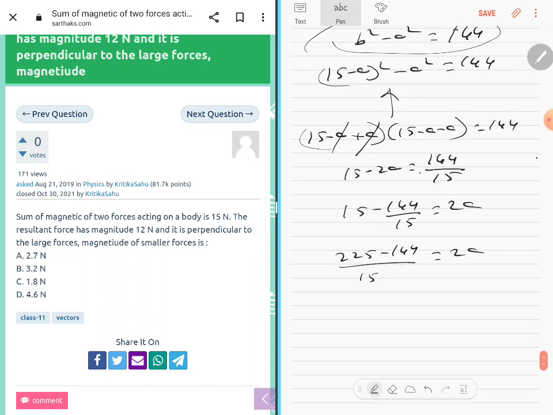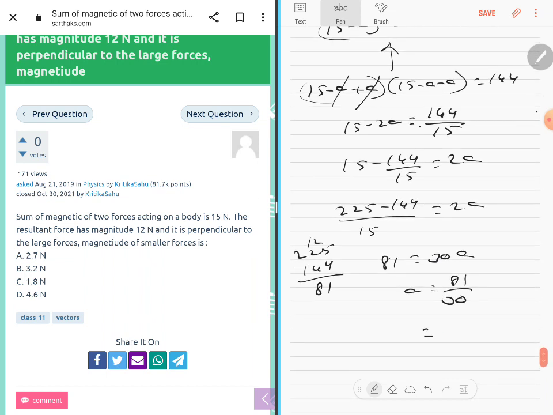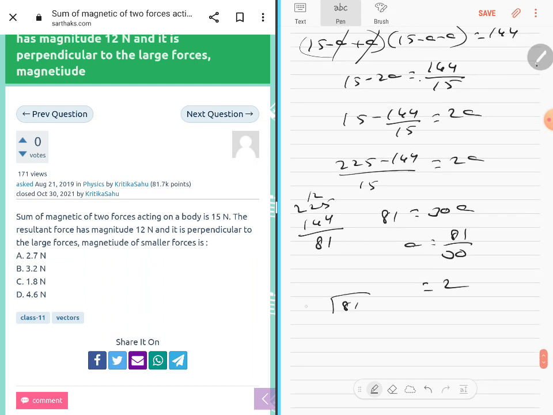So when you subtract, you get 225 minus 144, which is 81, by 15. So now you have 81 is equal to 30a. So a is equal to 81 by 30. 3 3s are 9, and 30 2s are 60, so you have a 2, put a decimal, put a 0, and then there was 7. So 2.7 meter per second square is the acceleration.